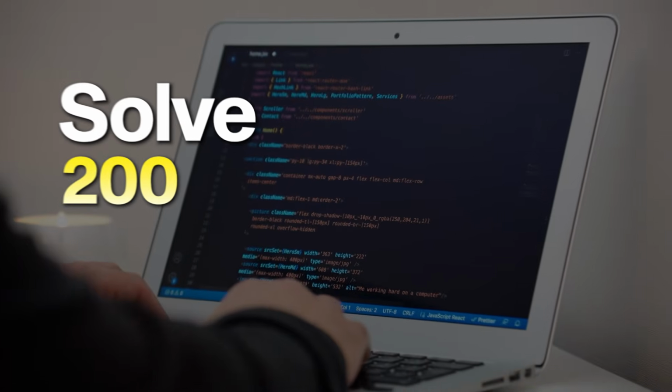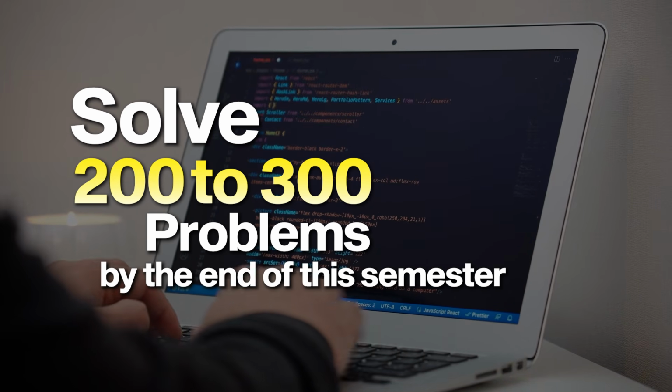Okay, so now continuing, after graphs, do trees, tries, sliding window, greedy. Solve 200 to 300 problems by the end of the semester. And this will really help you to reach a point where you're quite confident with your DSA.